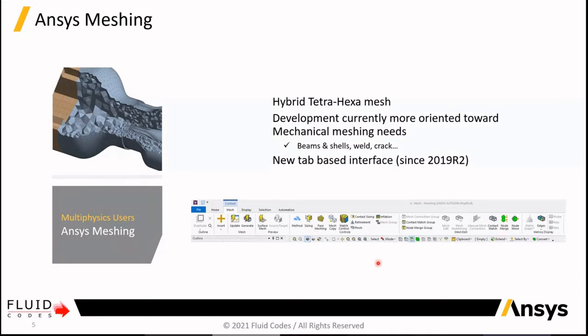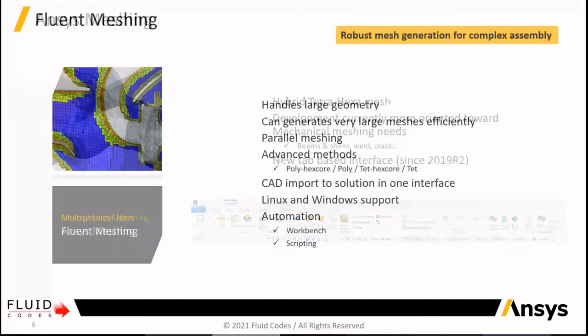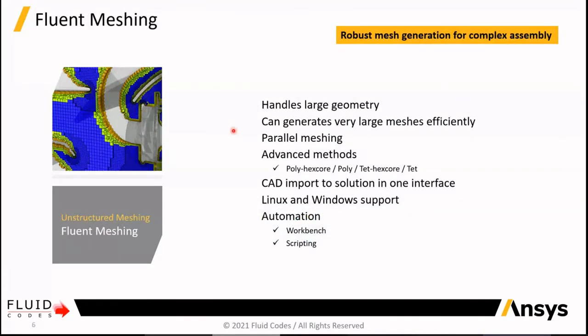So Ansys Meshing recently has been updated into this new kind of interface. One thing I want to highlight here is the direction the developers are pushing Ansys Meshing in. Basically the development is more oriented to the structural side. This is the reason why the CFD community using Ansys is migrating into something different, and this something different is Fluent Meshing. So this is why we are giving this focus to this tool today.